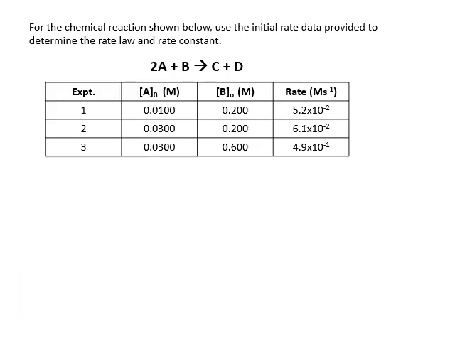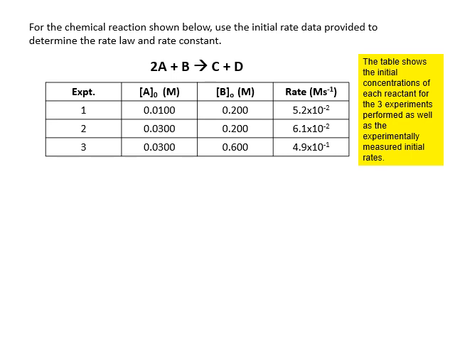For the chemical reaction shown, use the initial rates data provided to determine the rate law and rate constant. The reaction is 2A plus B goes to C plus D. The table shows the initial concentrations of each reactant for the 3 experiments that were performed, as well as the experimentally measured initial rates for each experiment.